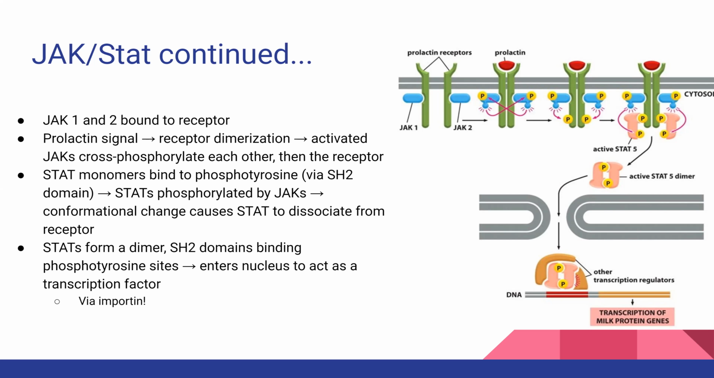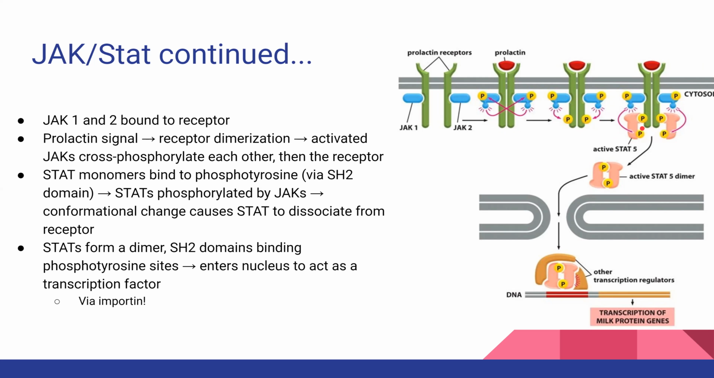cross-phosphorylate each other, and that will allow it to then phosphorylate the receptor itself. And now that the receptor is phosphorylated, this will allow the STAT5 protein to come in, and because STAT5 has its SH2 domain, it'll be able to attach to the receptor via the phosphorylation. Then a point that I always forget is that the JAKs will then phosphorylate the STATs as well. So now you have the STATs, each of them phosphorylated twice.